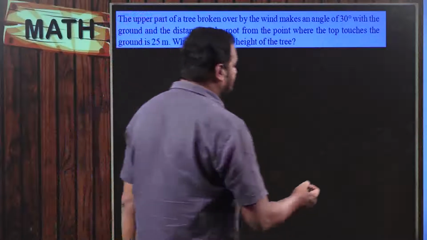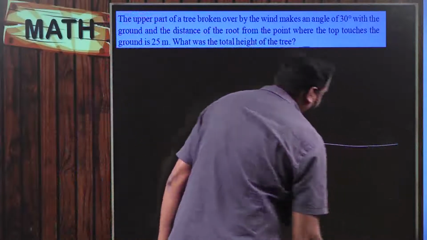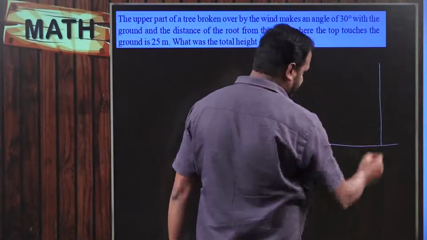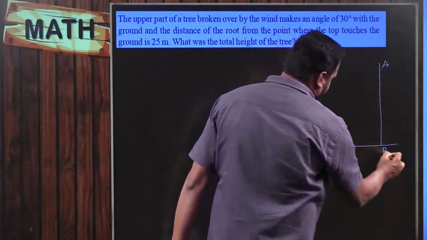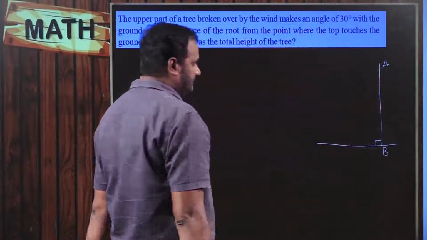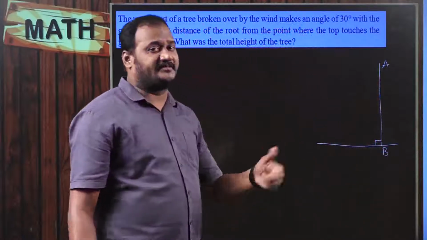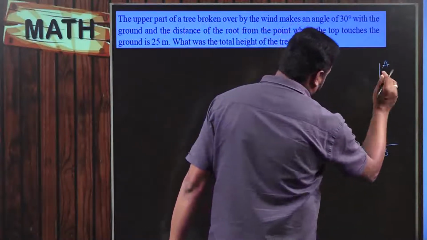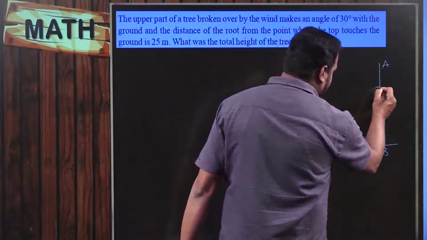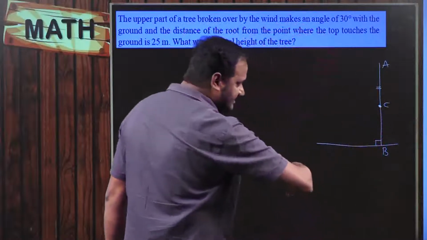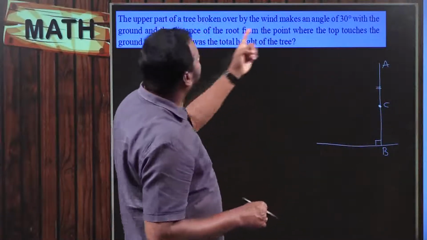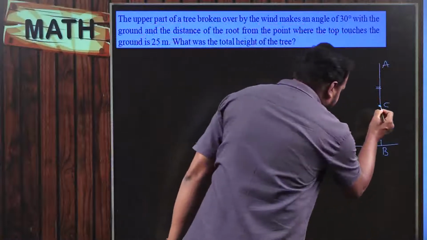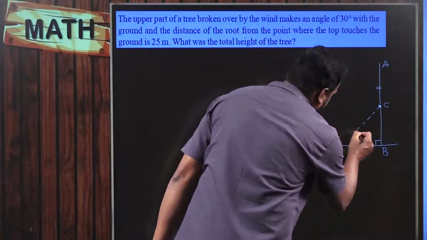So let us consider the horizontal, and this is the height of the tree before it was broken. For example, AB is the height of the tree before it was broken. Of course we do not know, but some part of the tree is broken by wind. Some part is nothing but, for example, till here, A, for example C. This part AC is broken, and the broken part bends making an angle. How much angle? 30 degrees with the ground. So from here this part bends. For example, this is the broken part.